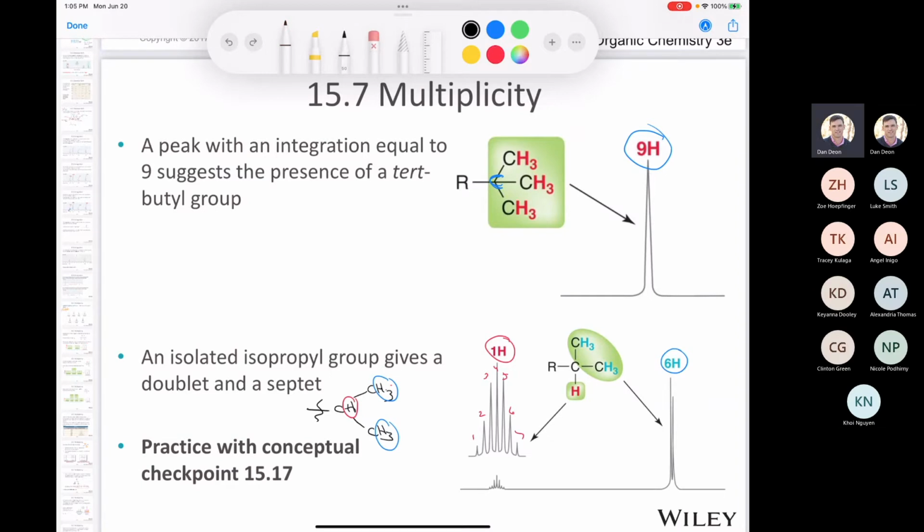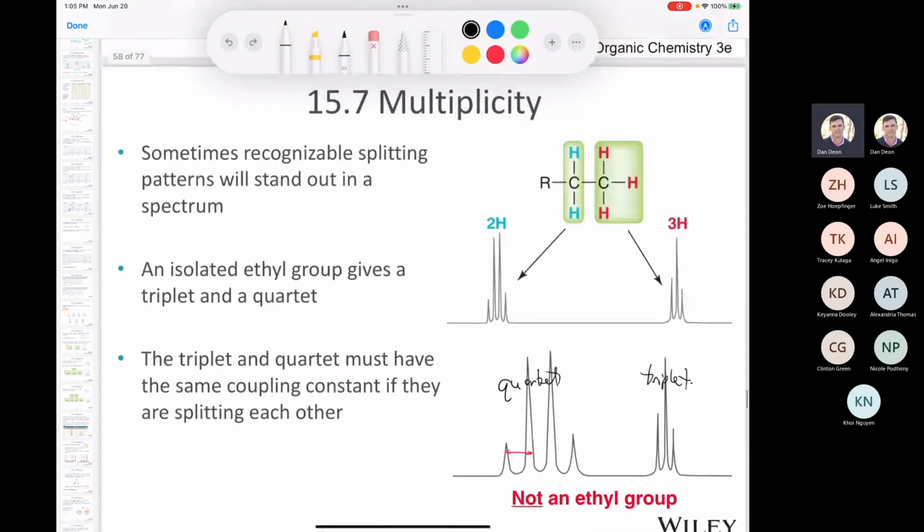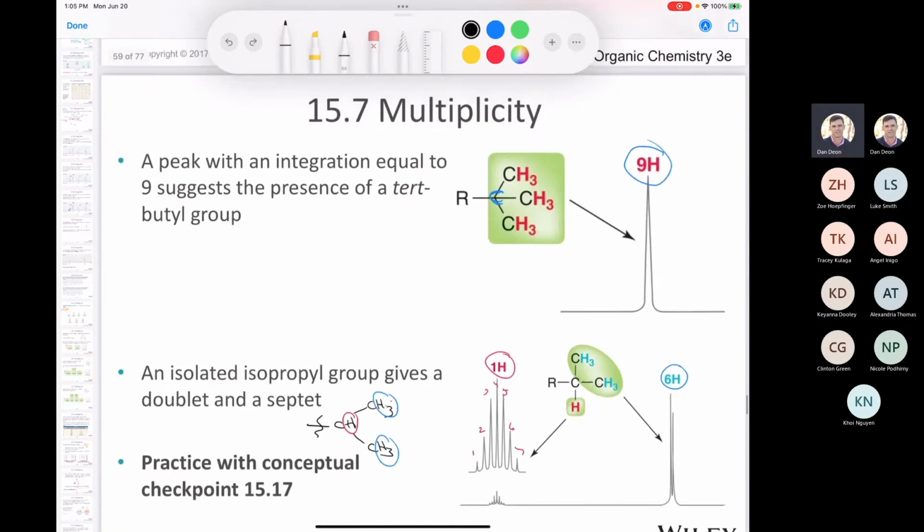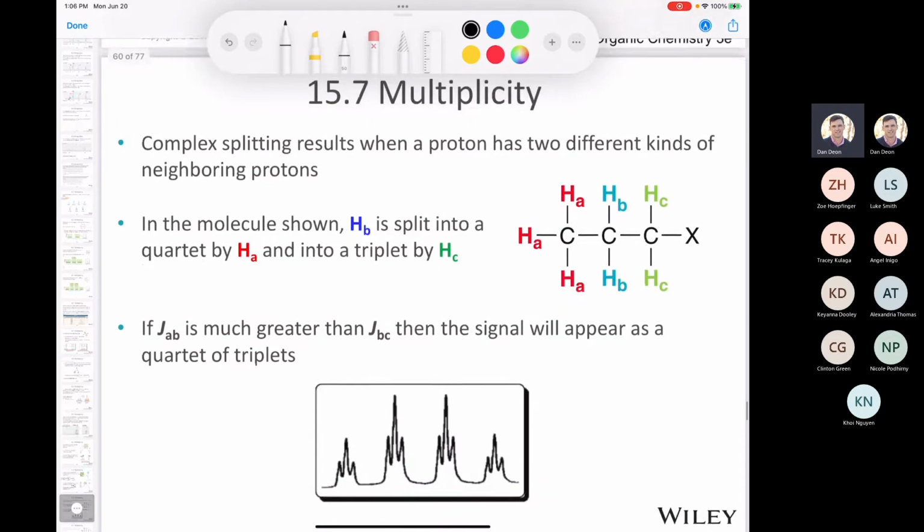So again, what we covered in the last 2 slides are the ethyl. You need to know how to recognize an ethyl, a tert-butyl, and an isopropyl. Those are the 3 that you really have to be fast at recognizing. And I don't mean it's a race or anything, but those are the things that we see all the time in organic chemistry. The next section deals with complex splitting.